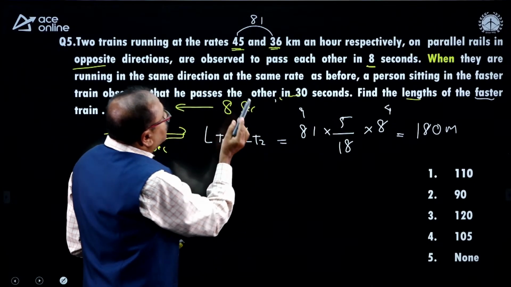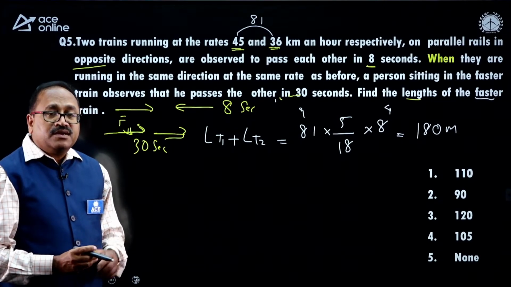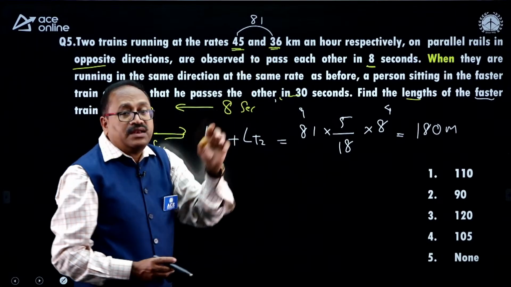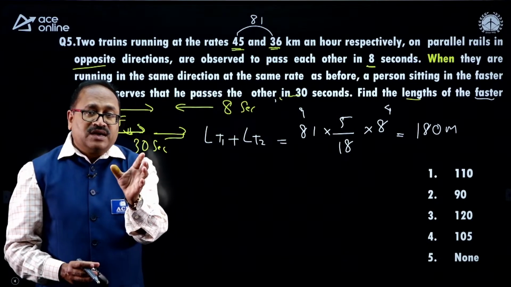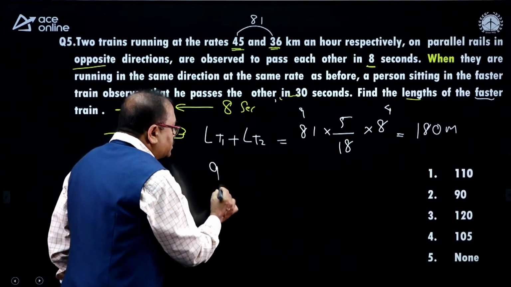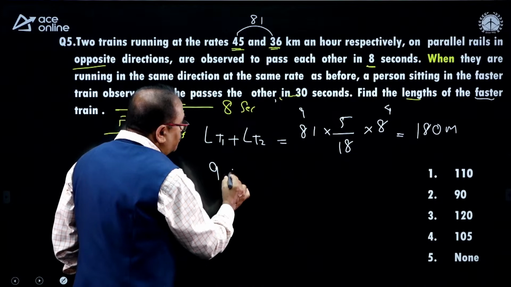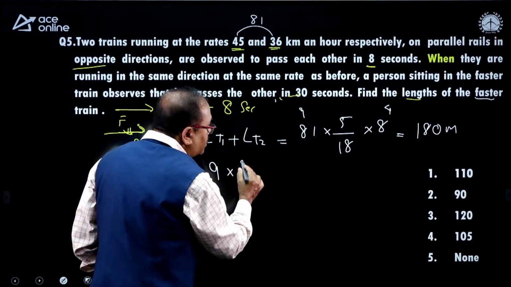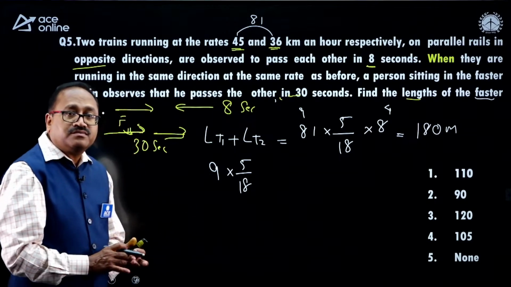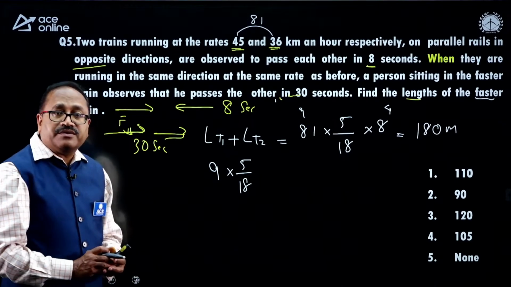30 seconds. What is my relative speed when both are moving in the same direction? A minus B. That means here 45 minus 36, which is 9. This is the relative speed. So, I will take the relative speed, that is 9. Okay? And it is in kilometer per hour. I will convert this into meter per second by 5 by 18. There is the speed. And it crossed this man in 30 seconds.